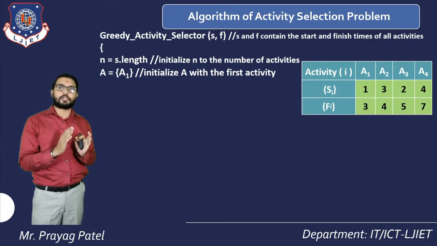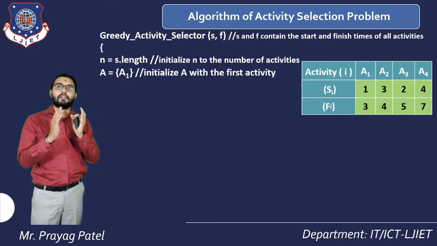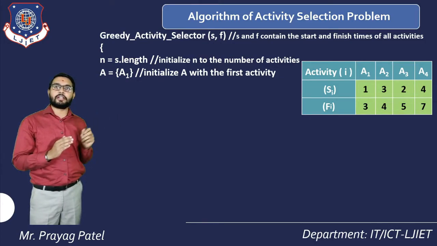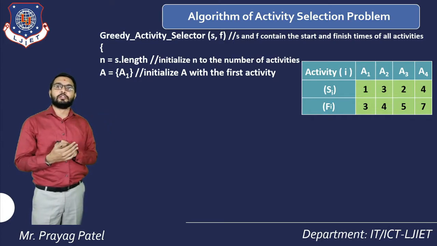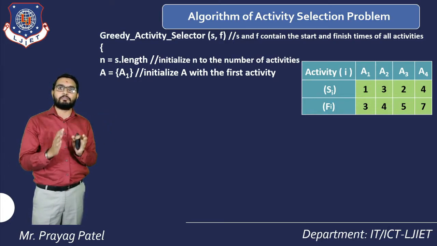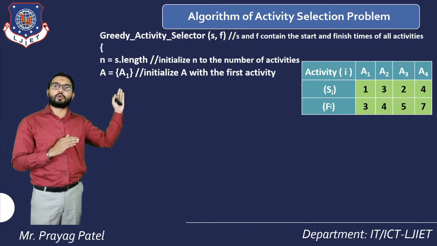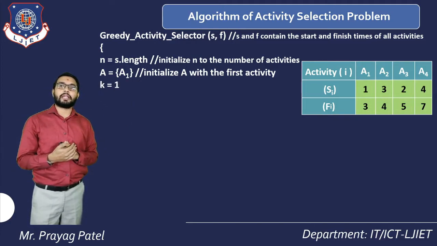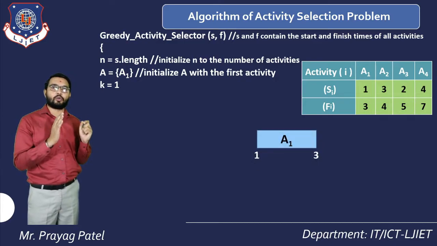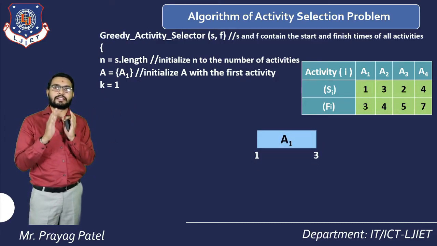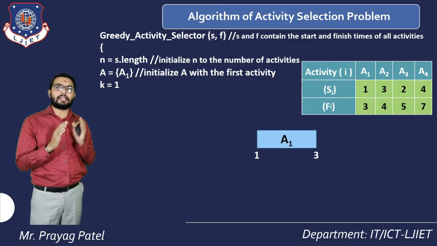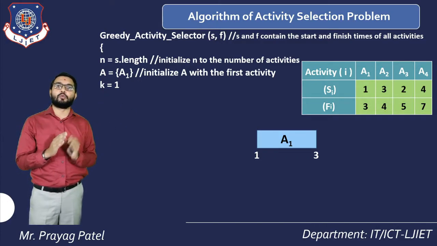So consider the first activity out of all of these. Select the first activity, which means activity number 1, A1. Here A means the selected object set, so A equal to A1. Now consider K equal to 1 initially, because the selected object variable is considered as K. So here we select the first object, so consider K equal to 1.